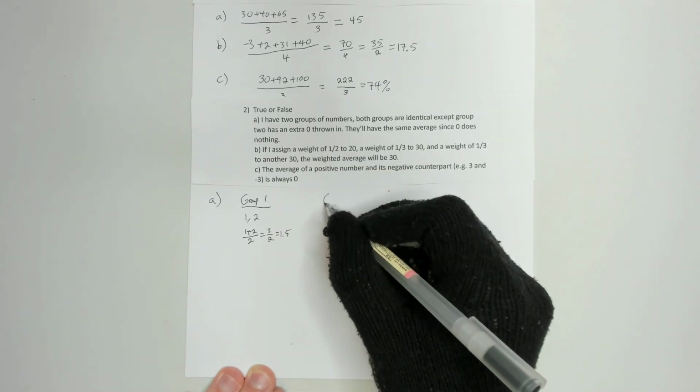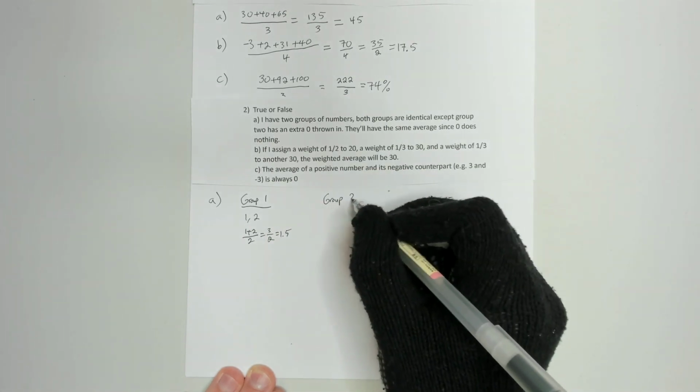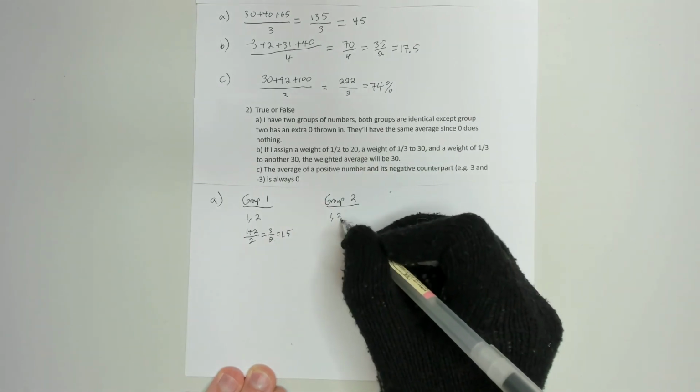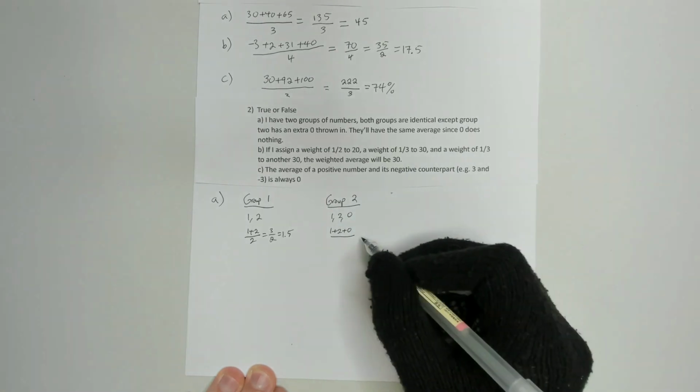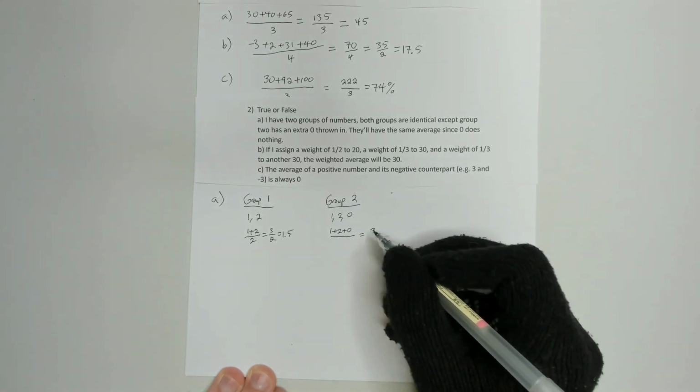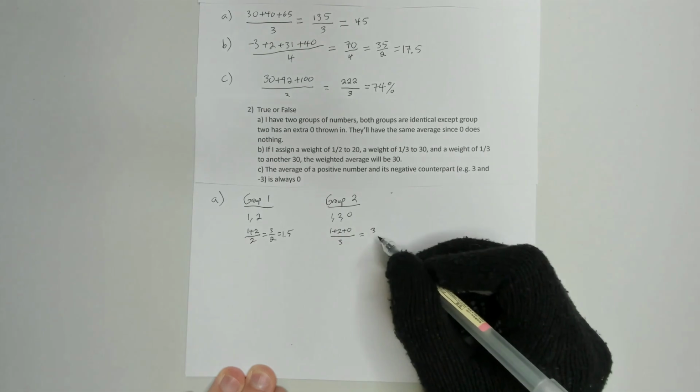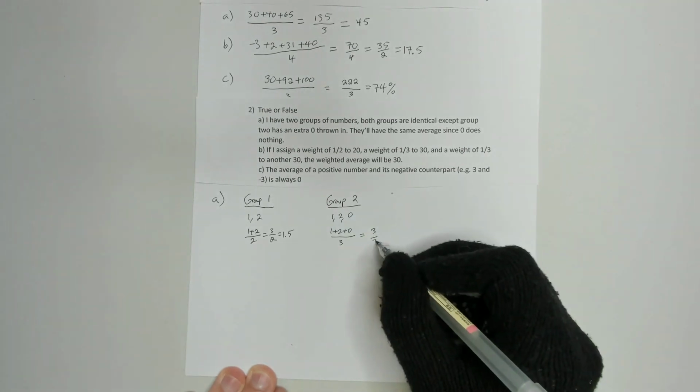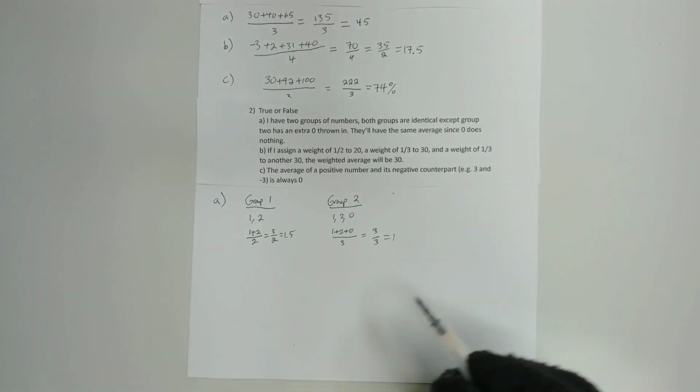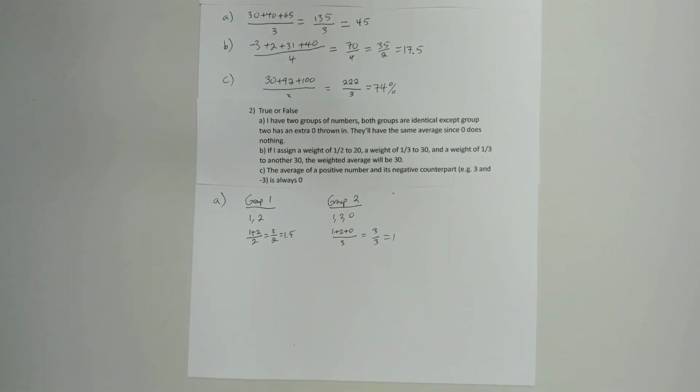But if I take group 2, we're looking at 1, 2, and 0. If I add them up on the numerator, I do get 3 again, but the denominator is actually going to be 3 this time because there are 3 numbers here. So 3 over 3 is 1. Even though 0 doesn't change the sum, we are still taking a piece of 0. It's just that a piece of 0 is always 0.